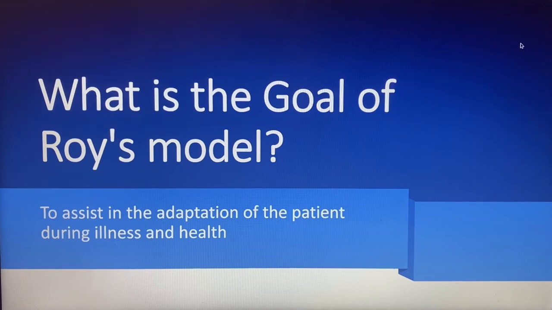What is the goal of Roy's model? It is to assist in the adaptation of the patient during illness and health. The authors stated that the purpose of nursing is to help the patient adapt. If we assist in helping them adapt to a new lifestyle, they are more likely to be compliant with their care, thus increasing their life expectancy.